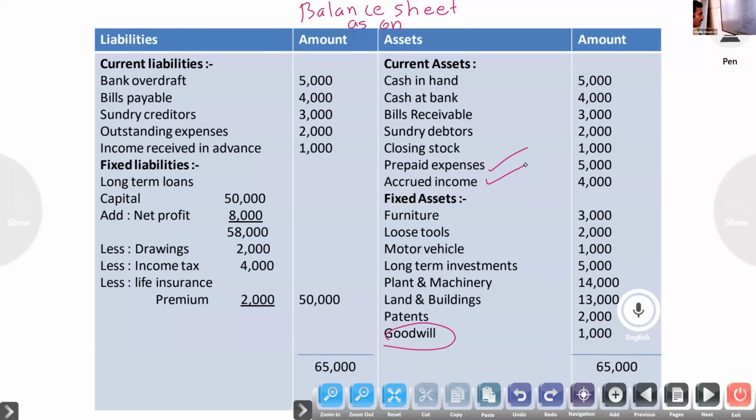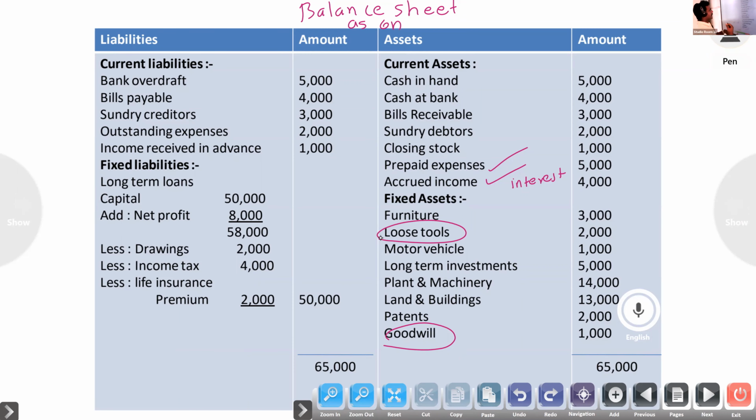Suppose, for example, accrued interest. Suppose I invested 1 lakh in the bank. So 10% is the interest. This year I have to get 10,000, but I got only 3,000. The remaining 7,000 is accrued income, an asset. Then fixed assets: furniture, loose tools. Loose tools will mainly come in the inventory only. Next year we'll study. Here it will come under closing stock only.